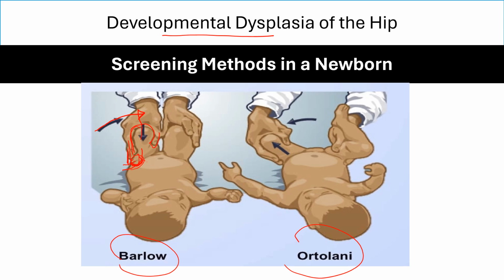And Ortolani, you do Ortolani afterward, and you hold the thigh in abduction position. In this case, you are trying to relocate the head of the femur into the socket of the hip joint. If you feel the clunk and you feel the head of the femur is returning back and is easy, this is positive. This is a case of developmental dysplasia of the hip.